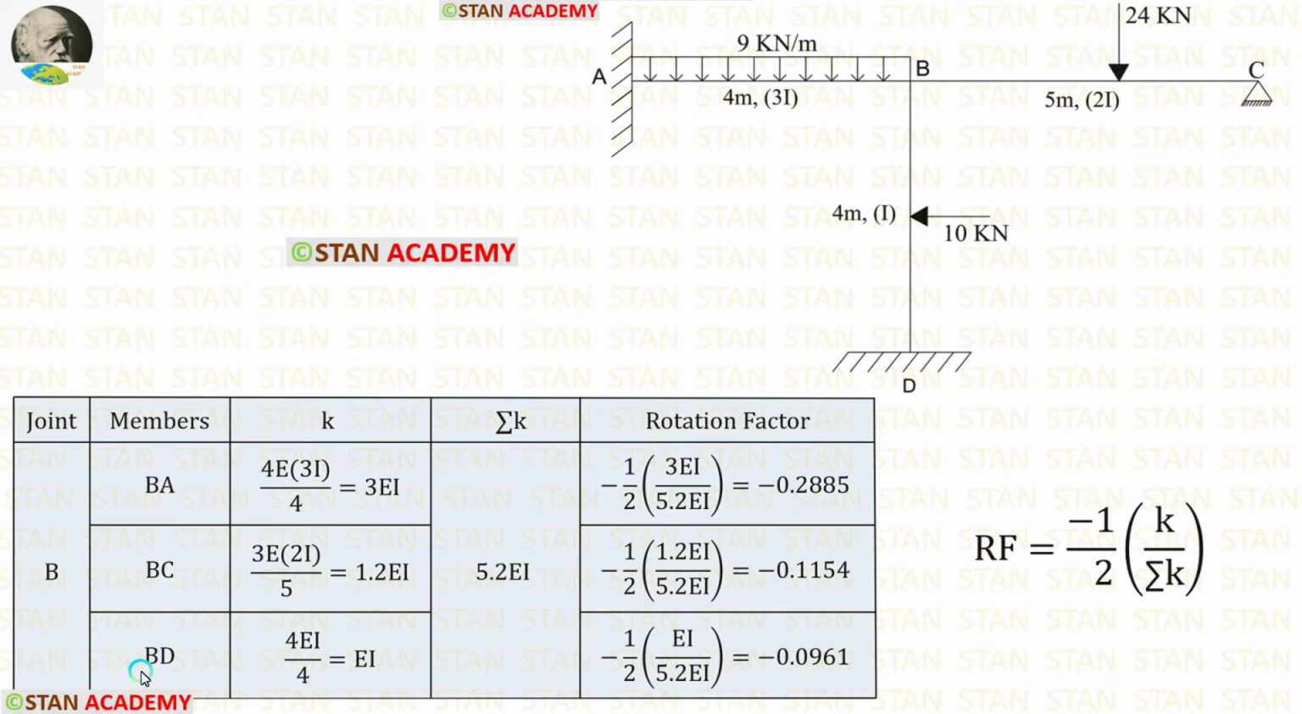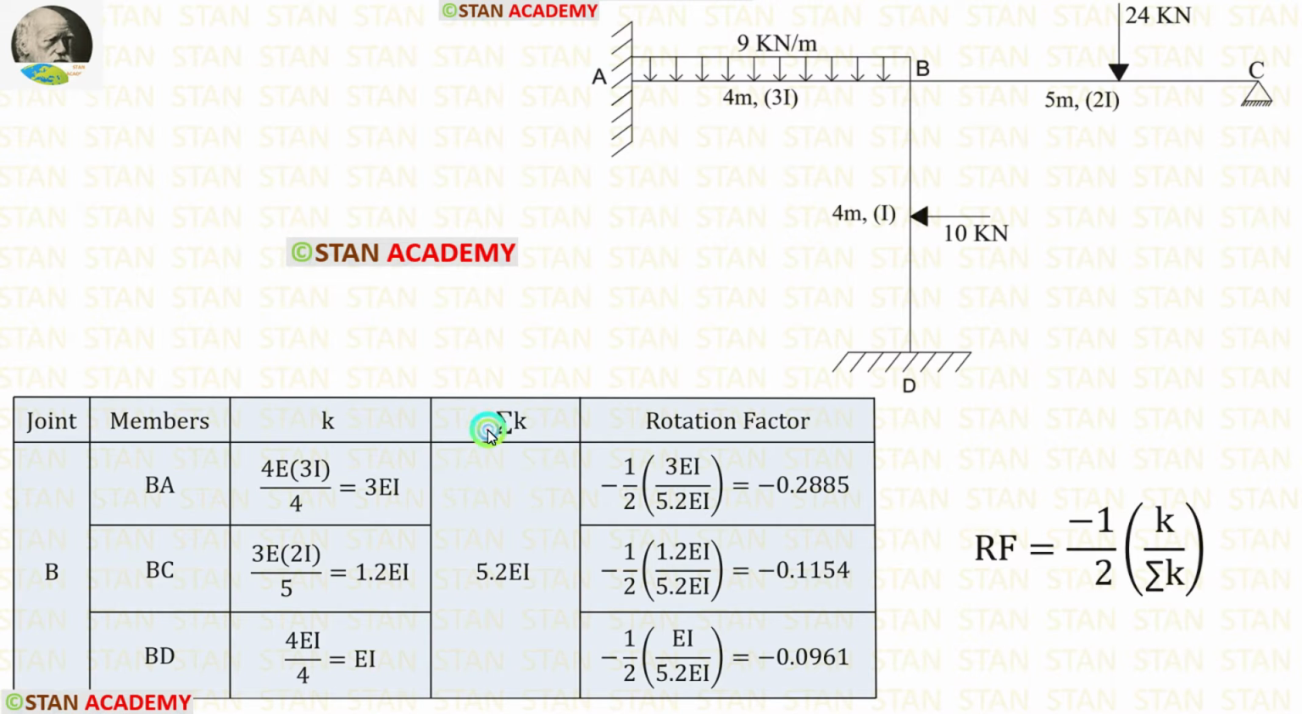Now let us find the stiffness for BD. For that, from the joint B, we have to look at the point D. In the point D, there is a fixed support. If the far end is fixed, the formula for the stiffness is 4EI upon L. Length of BD is 4. Let us apply that. Finally, for the stiffness of BD, we are getting EI.